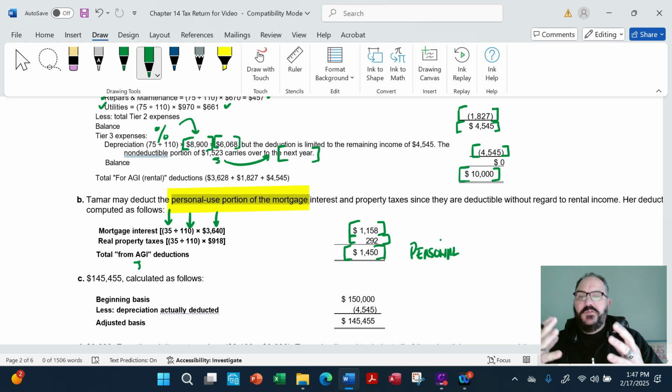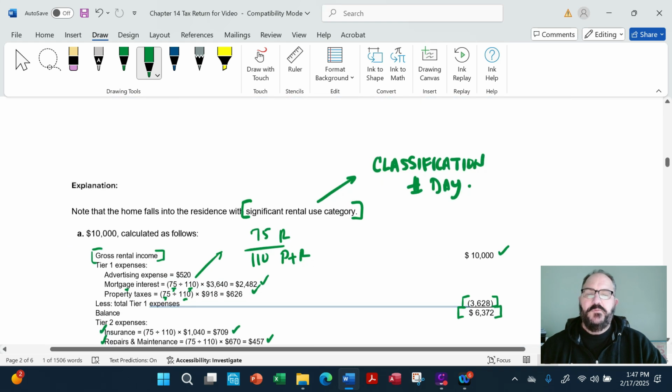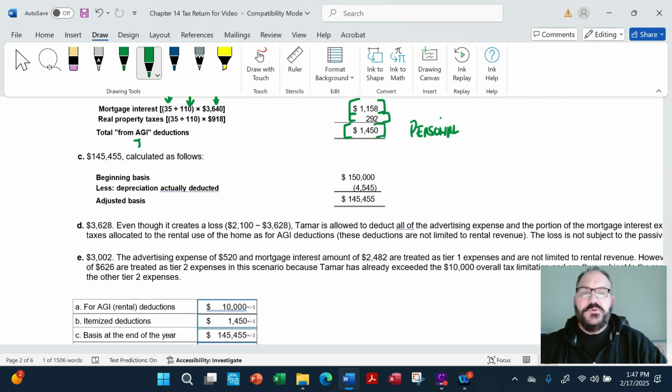Okay. Now the depreciation. Did they tell you how much this thing was up here? Yeah, they told you the basis in the condo was $150. They would have had to tell you that. So this was her initial basis. So notice, for her tax basis, she can only take what's actually deducted. So her new basis is $1,455. Okay.